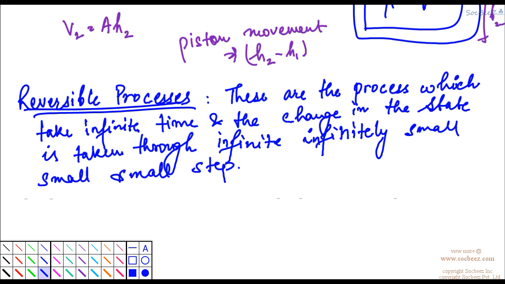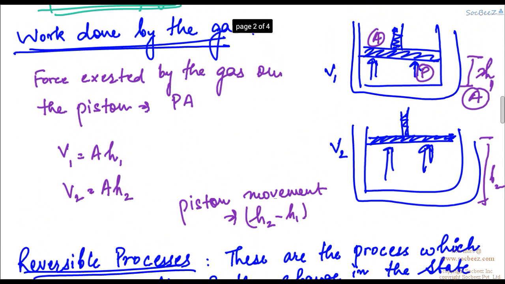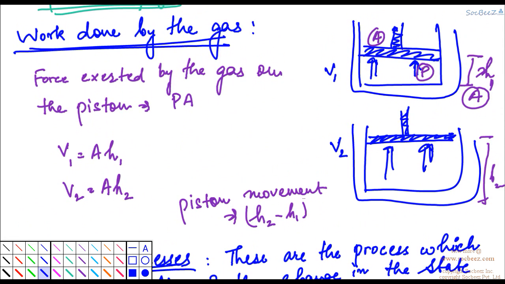What I mean by this is, it's not that the piston all of a sudden jumped from V1 to V2. It was taken very slowly in infinitely small steps, increasing the height by dx, and continuously doing that until infinite time, such that h1 becomes h2. So it's not a sudden jump of the height of the piston from h1 to h2. It is taken through infinitely small steps.